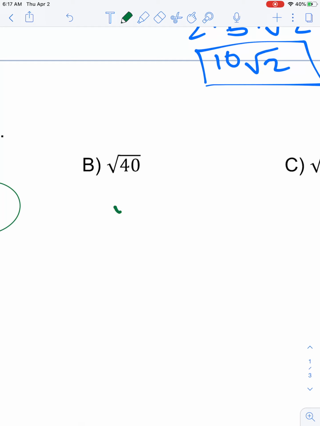Root 40, 40 can divide by 4 10 times. So I have root 4, root 10. Answer here is 2 root 10.